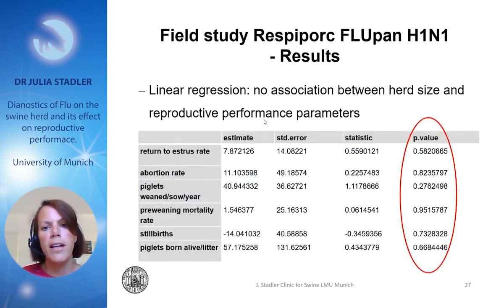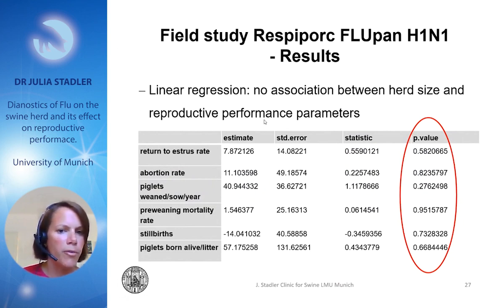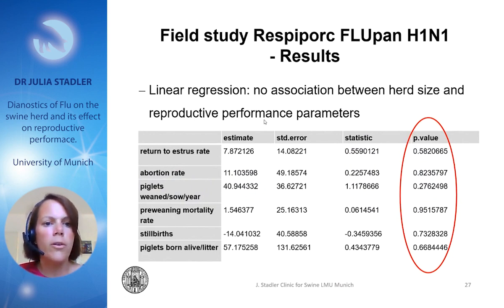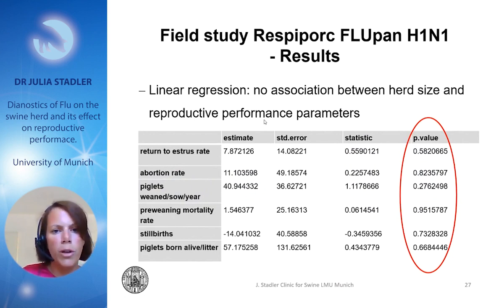I've shown you in a previous slide that the herd size varied among the included farms. And as the herd size can have a potential effect on the reproductive performance parameters, we evaluated this aspect in a linear regression model. According to this linear regression model, no association was found in our study between the herd size and the return to estrus, the abortion rate, the number of stillborn piglets, piglets born alive, the pre-weaning mortality, and the piglets weaned per sow and year.